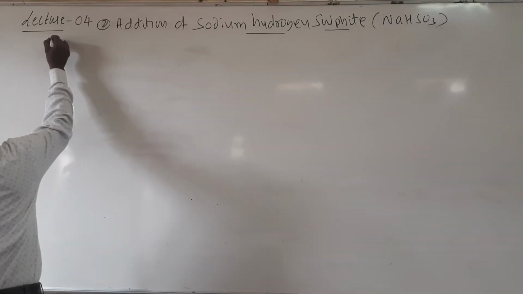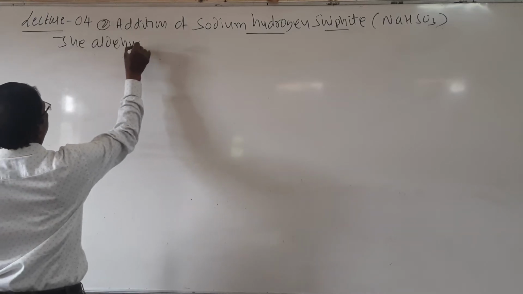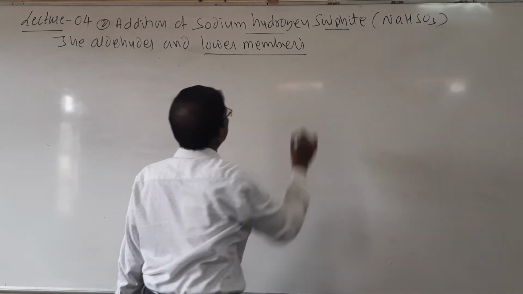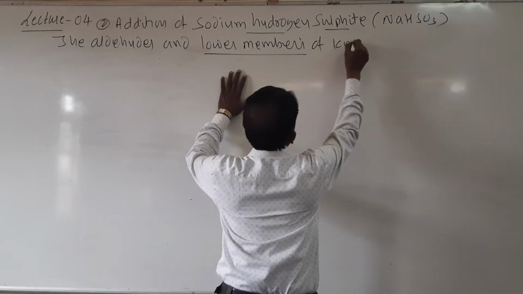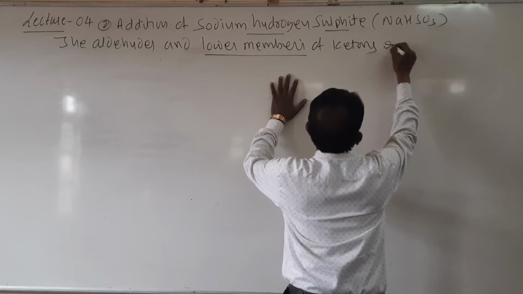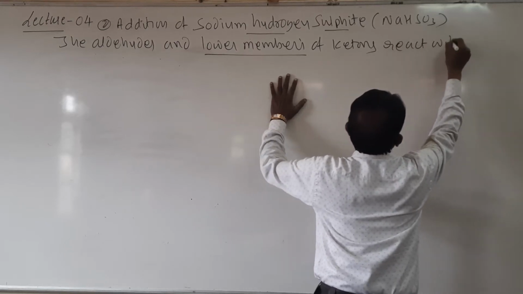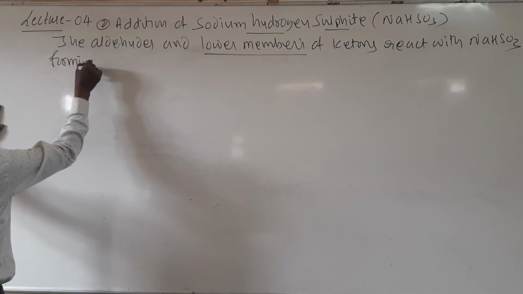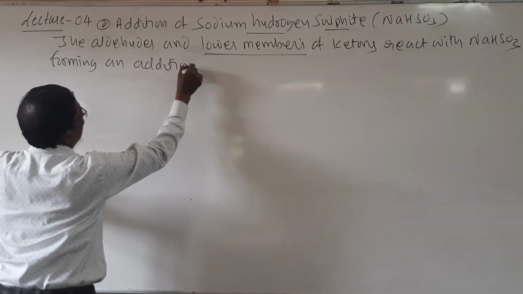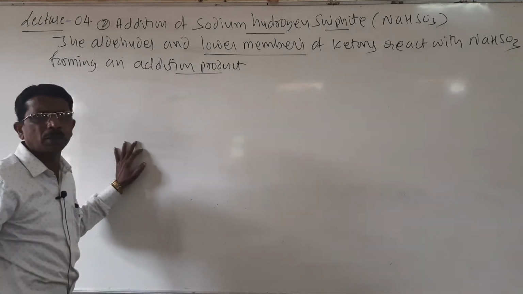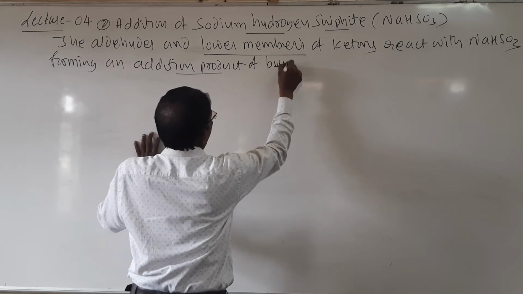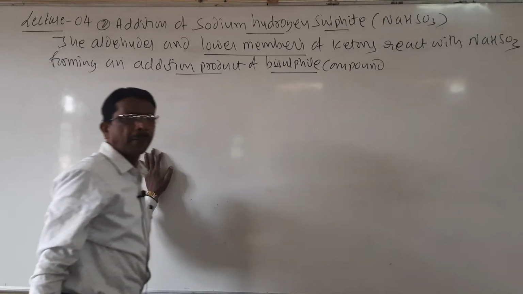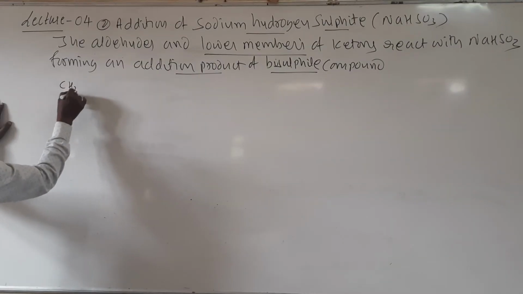So here the aldehydes and, remember this, lower members of ketones react with NaHSO3 forming an addition product, that is the addition product of bisulfite compound, bisulfite compound.